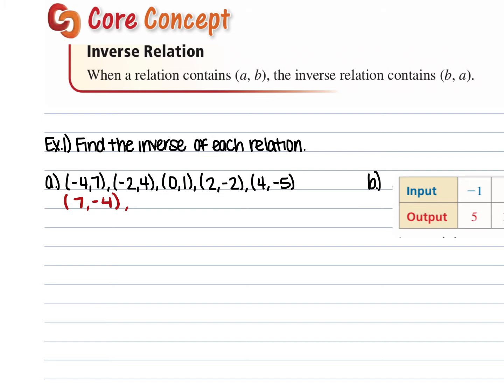For (-2, 4), switch them. You have (4, -2). For (0, 1), again, switch them. It becomes (1, 0). For (2, -2), switch them. It becomes (-2, 2). And for (4, -5), we switch them. It becomes (-5, 4).